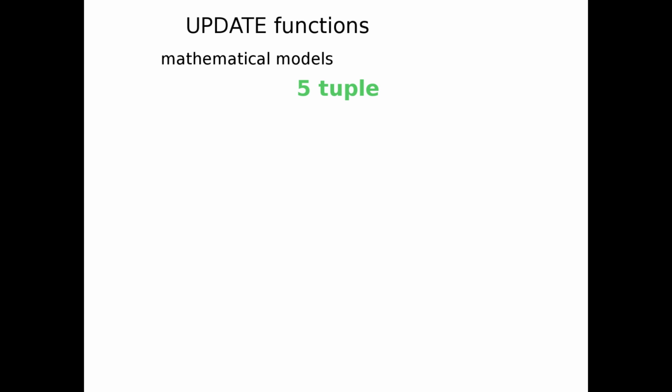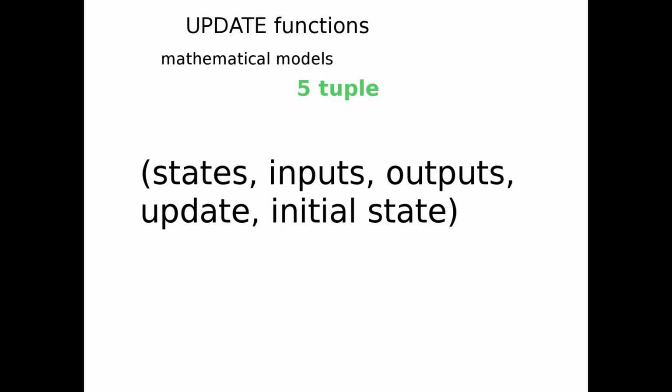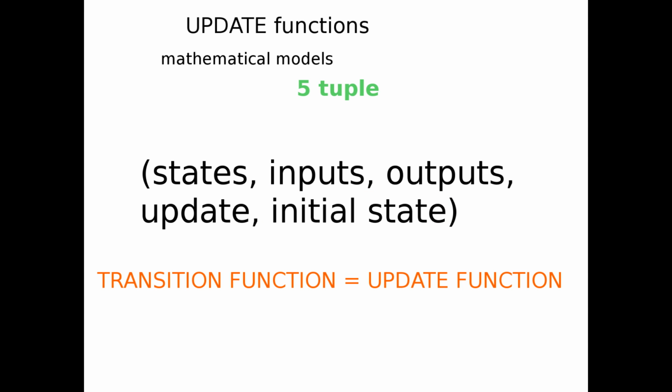In such mathematical notation, a finite-state machine is a 5-tuple, where States is a finite set of states, Inputs is a set of input valuations, and Outputs is a set of output valuations. Update is an update function, mapping a state and an input valuation to a next state and an output valuation. And initialState defines the machine's starting state. The term transition function is often used in place of update function.